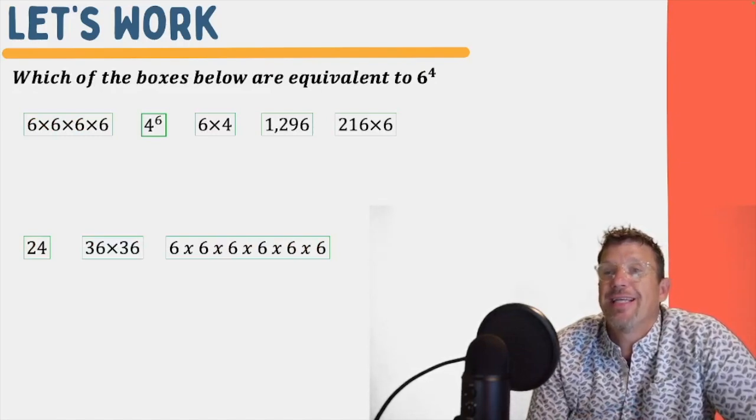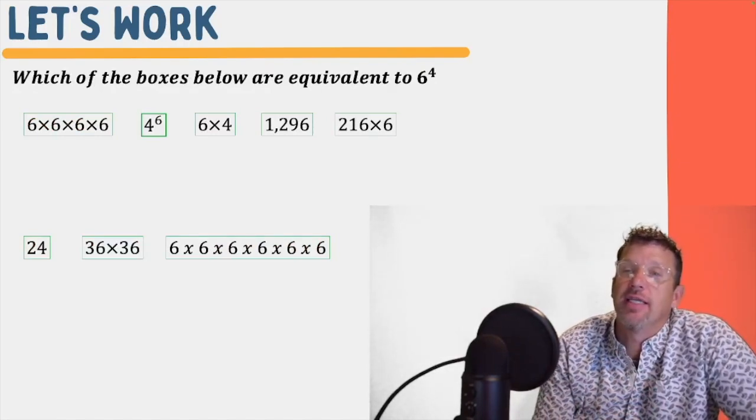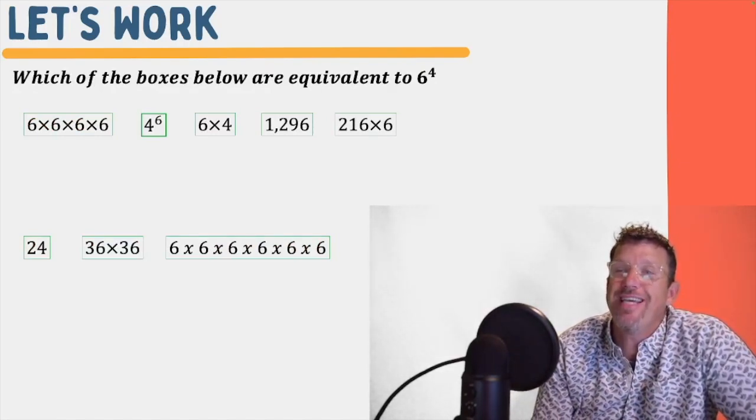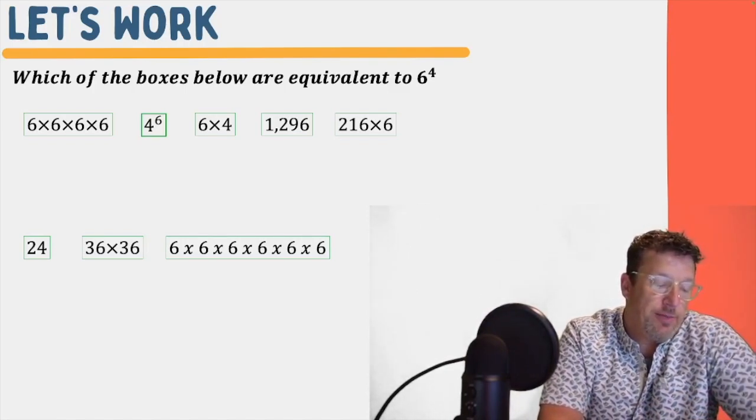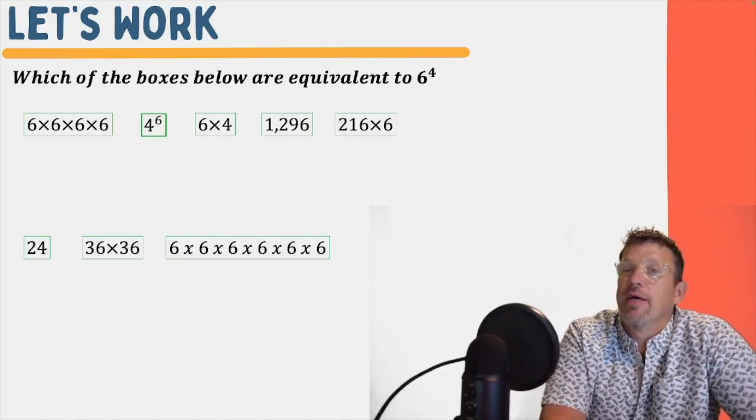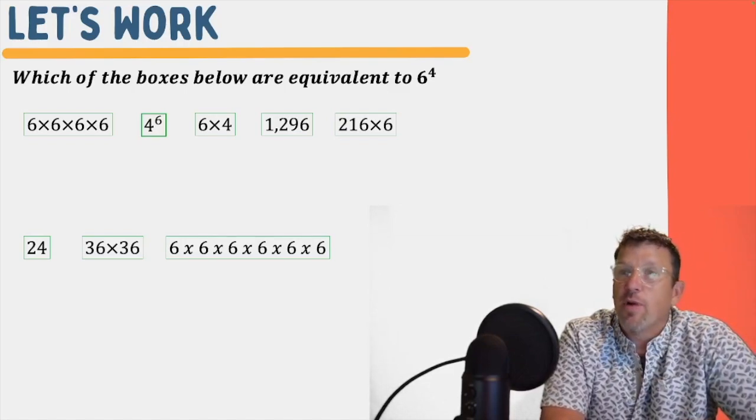So let's use the base that we've just learned, and let's see if we can figure out which of these are equivalent to 6 to the 4th. Okay, so I'm going to go down here. I'm going to try to write with a highlighter, see if this looks a little better for us. And let's just simply write down 6 to the 4th, and let's break it down into exponential form.